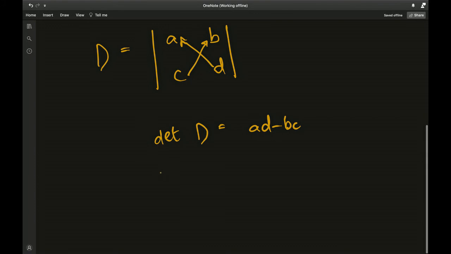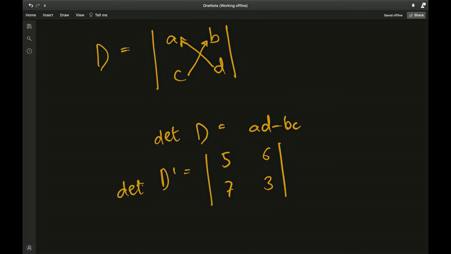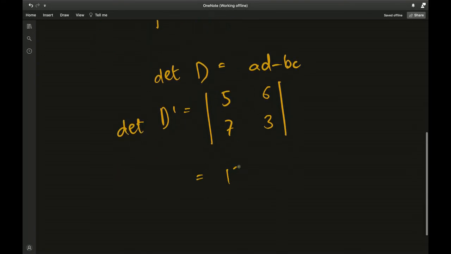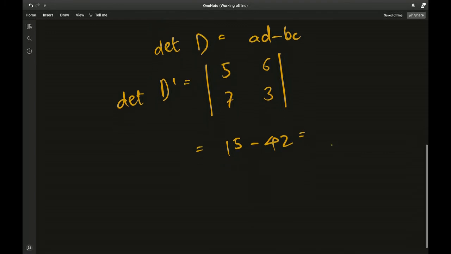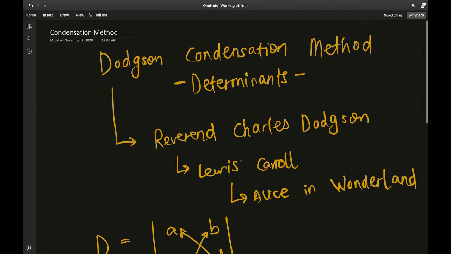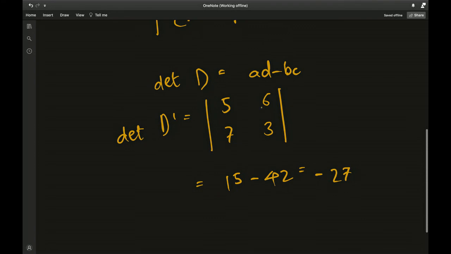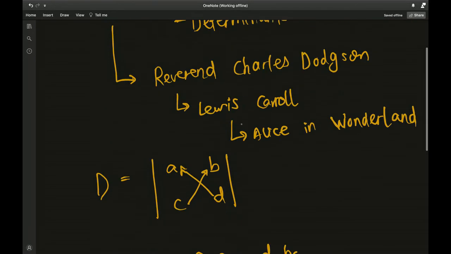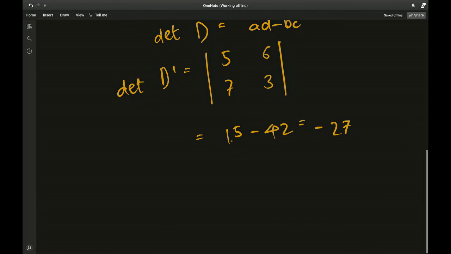Let's do an example. Say D prime is 5, 6, 7, 3. Let's calculate the determinant of D prime. 5 threes are 15 minus 7 6s are 42, which turns out to be, if I'm not wrong, negative 27. Okay, so we basically need to know this crisscross formula, and you'll see how we build upon this. See you on next page.